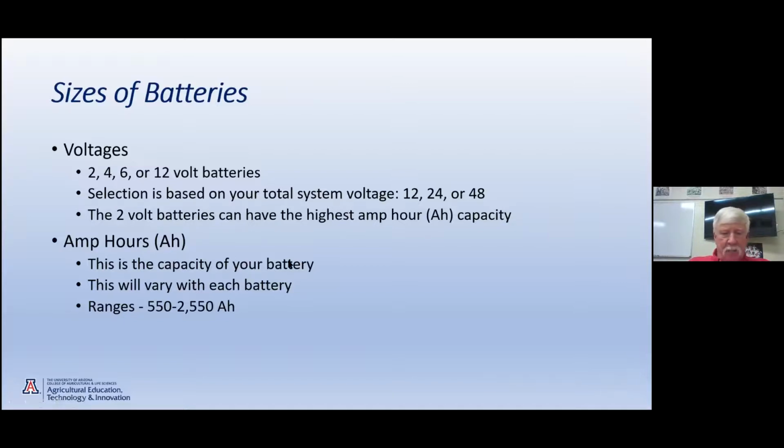Amp hours, this is the capacity of our battery. It varies with each battery. The range can be from 550 amp hours to 2,550 amp hours. And an amp hour is how much electrical current and amperage you're using per hour.